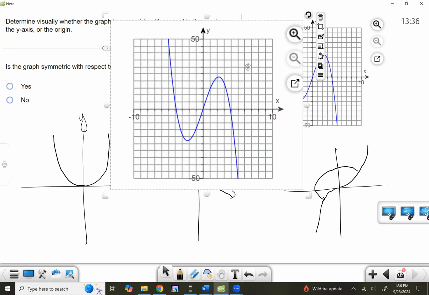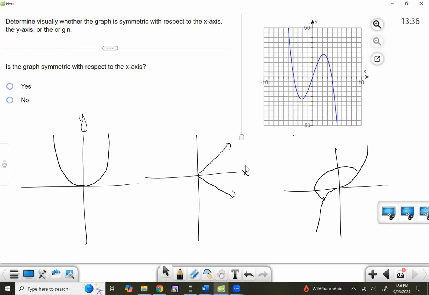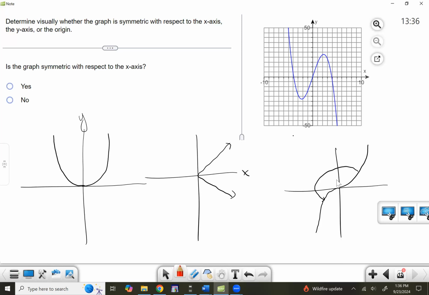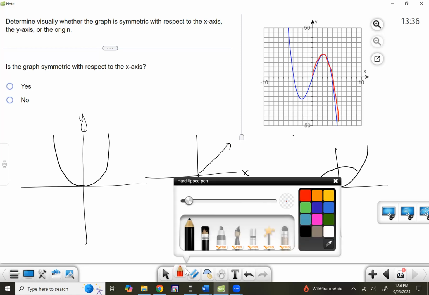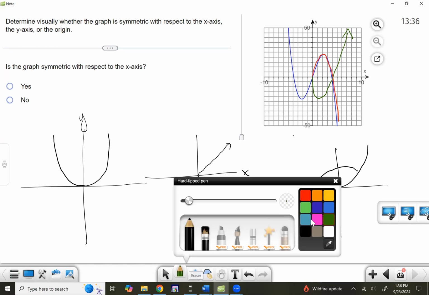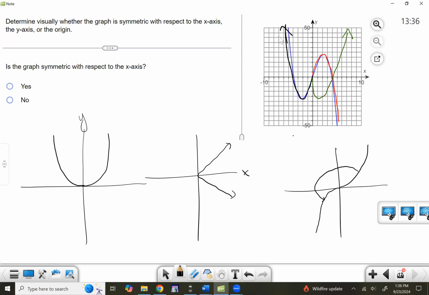Another way that you can do it is thinking of it as a double reflection. Reflection over the x and reflection over the y ends up being a 180 degree rotation. So let's say I were to take, let's start off with just this piece. If I were to reflect that over the x, it would look something like this. Then if I were to take that green piece and reflect it over the y-axis, then it would end up looking like this blue piece right here with an arrow on it, right? Okay, so a double reflection, once over the x and once over the y, if it maps back onto the graph, then you know that you have symmetry to the origin.